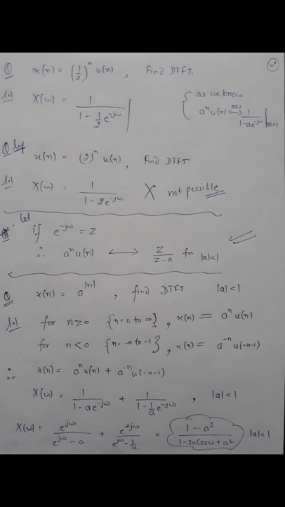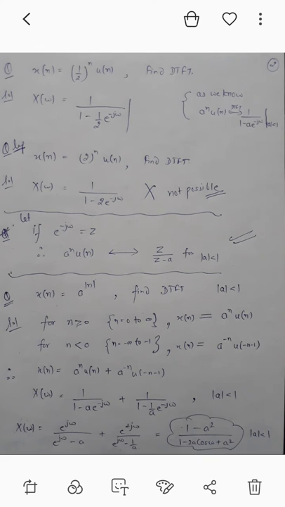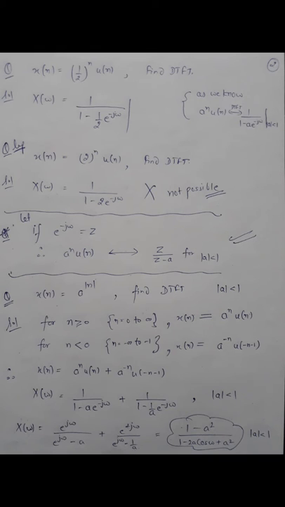Next question is an important one. x[n] equals 2 raised to power n u[n]. Find out the DTFT. On the basis of the previous question, we can write X(omega) equals 1 upon 1 minus 2 e raised to power minus j omega, where 2 is not less than 1. So this case is not possible in the discrete time Fourier transform. Take care of this.